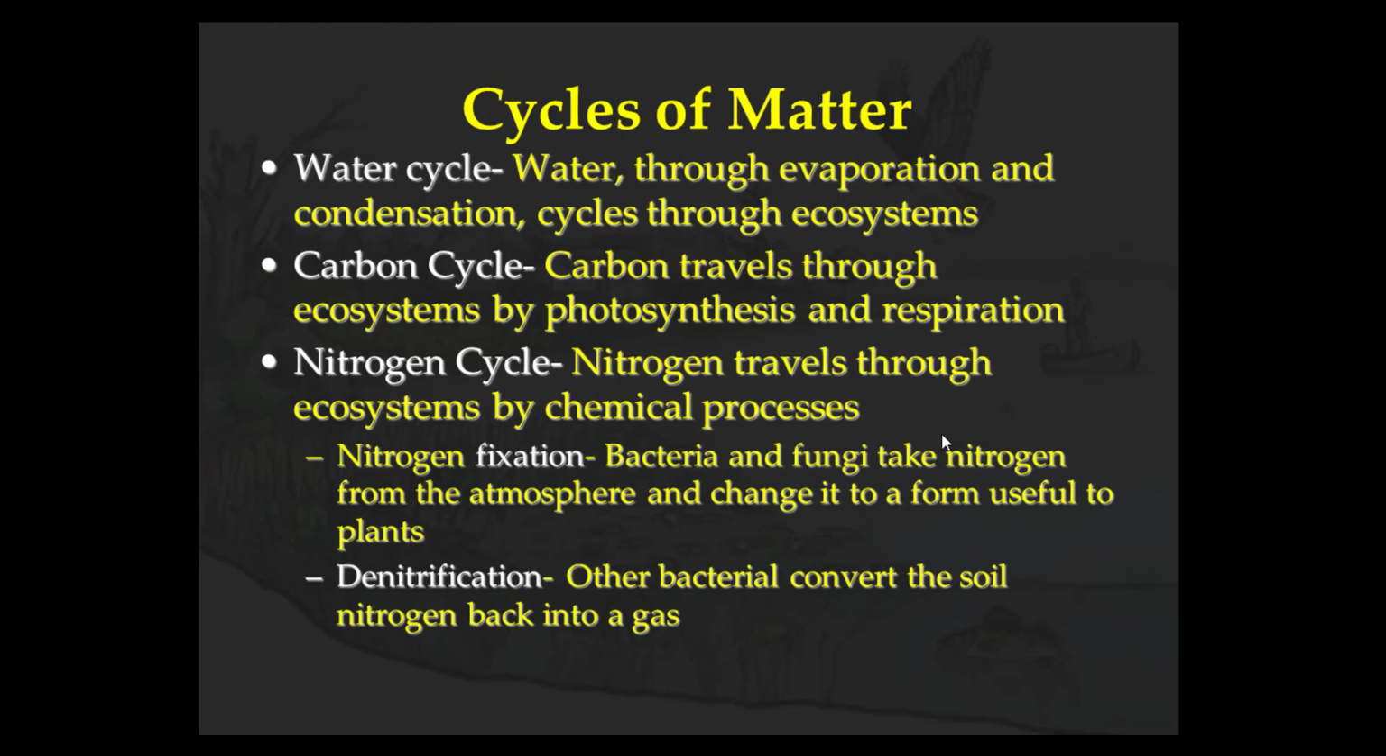In nitrogen fixation, bacteria and fungi take nitrogen from the atmosphere and change it into nitrites and nitrates that are useful for plants. In denitrification, some bacteria convert the nitrites and nitrates back into nitrogen gas, and so the cycle continues. This is the nitrogen cycle.